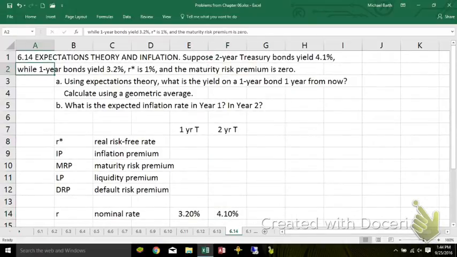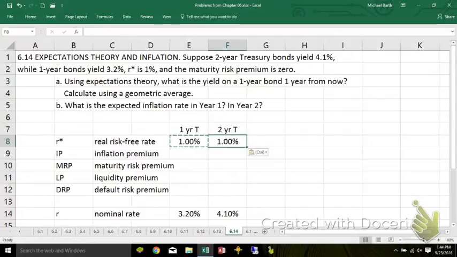and we're given information that R star, the real risk-free rate, is 1%. It's going to be the 1% for a 1-year, the same as for a 2-year. Part A is using expectations theory. What's the yield on a 1-year bond 1 year from now?